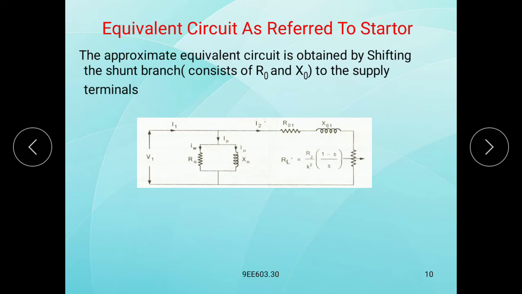Here the approximate equivalent circuit is obtained by shifting the shunt branches R0 X0 to the supply terminals.